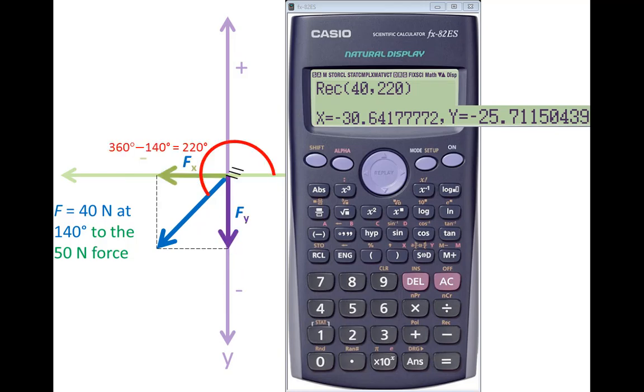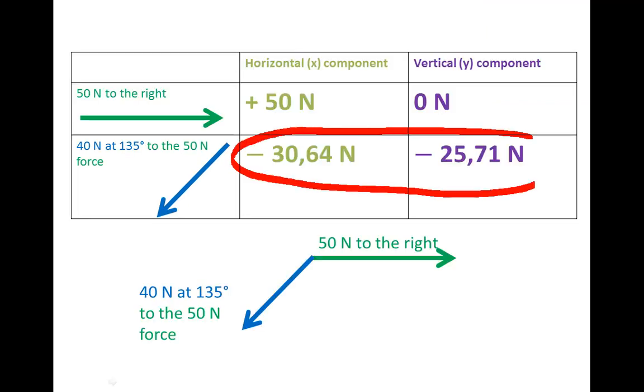So now we've found the horizontal and vertical components. We can then put that into our table. These are the values that we've just found. And you can look back to the previous video where we did it the long way using trig, and you will see that it's the same answer.